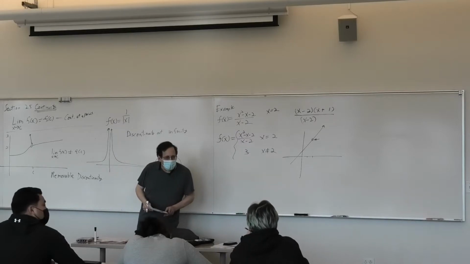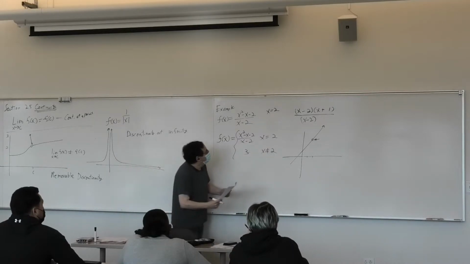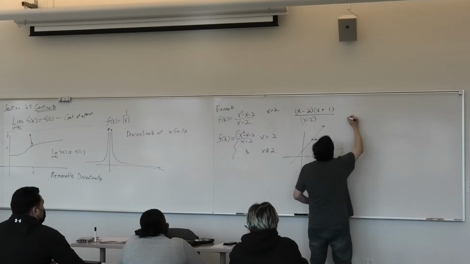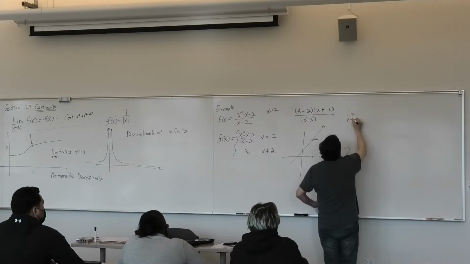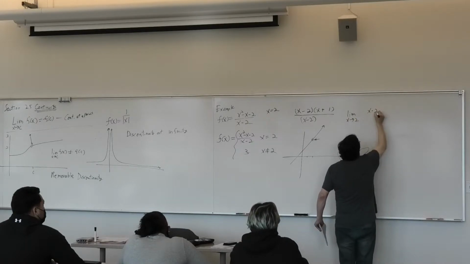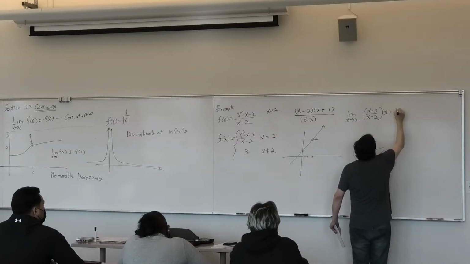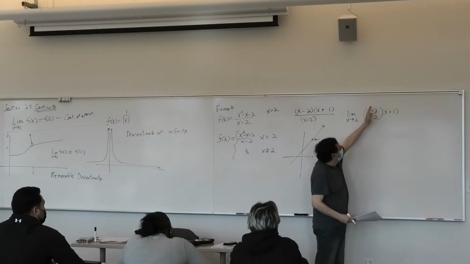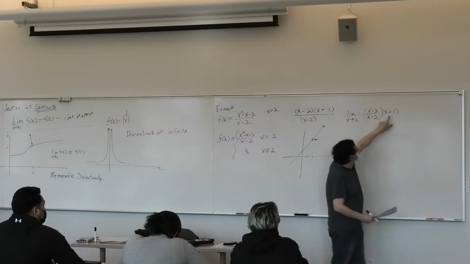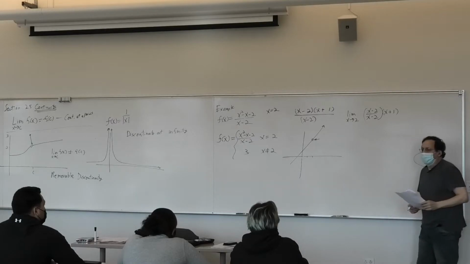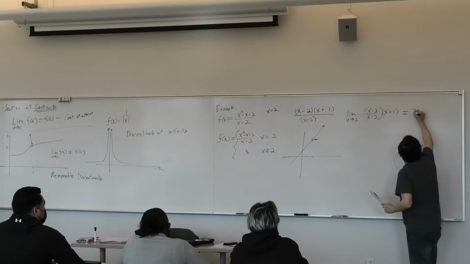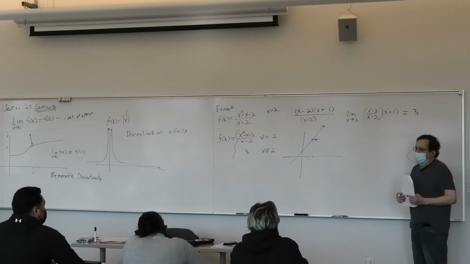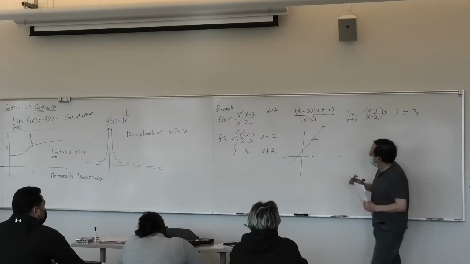Yes? Why 3? Where did you get the 3 from? How did you do this? Yeah. So the limit as x approaches 2 of (x minus 2) over (x minus 2) times (x plus 1). This is the limit now, right? I know it's not defined at 2. The limit here is going to be 1. (x minus 2) over (x minus 2) goes to 1, and x plus 1 is going to go to 3. So the limit is 3. Okay, that's fine.